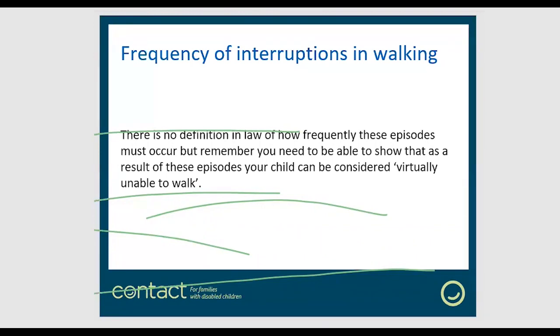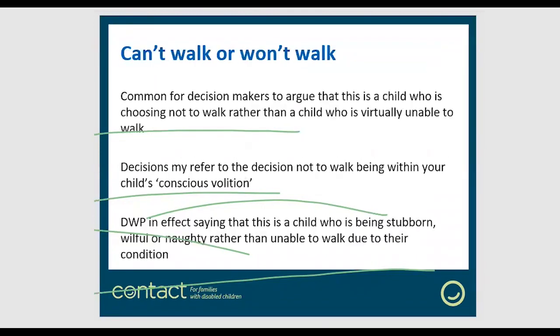But the biggest issue that we come across, and the most common refusal that we see families be given in decisions, is that the DWP will commonly argue that the issue here is not that it's a child who can't walk, but a child who won't walk, and that the DLA mobility component is not there for children who choose not to walk.